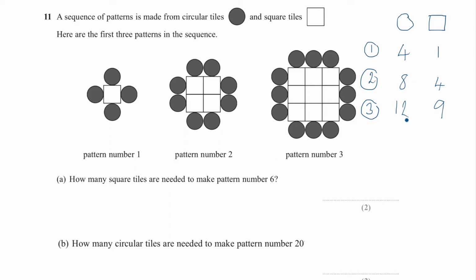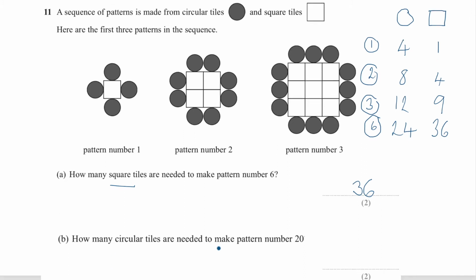So for pattern number six, let's see. Pattern number one was 1 four, 2 fours, 3 fours. So I think it's going to be 6 fours. So pattern six, I'll put here. 6 fours. I think they're going to be 24 circles. And pattern number one was 1 squared is 1. Pattern number two is 2 squared is 4. Pattern number three, 3 squared is 9. Pattern number six is going to be 6 squared. 6 times 6 is 36. So the question is how many square tiles? I didn't need to do the circles, but there you go. That's 36.